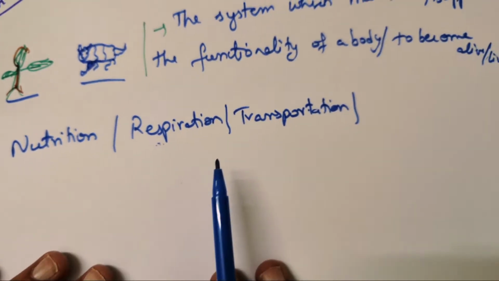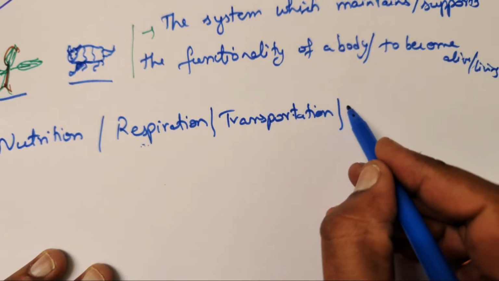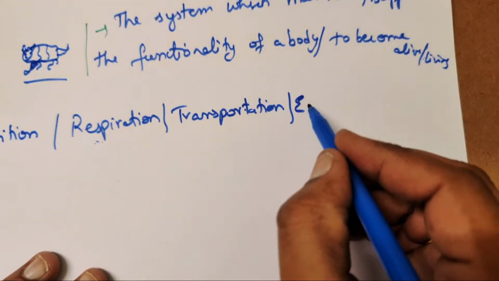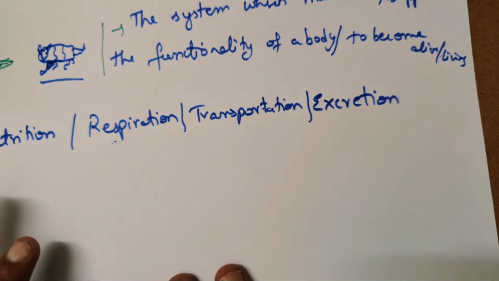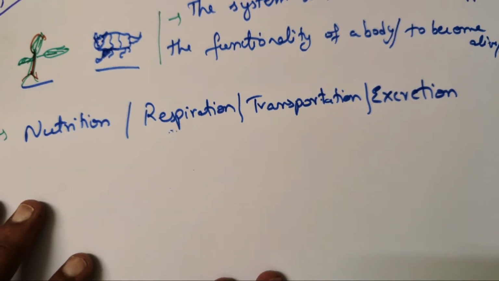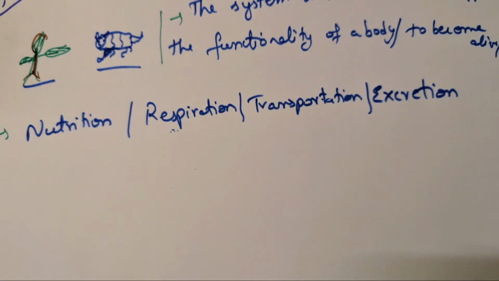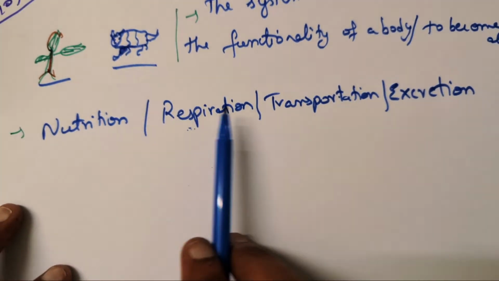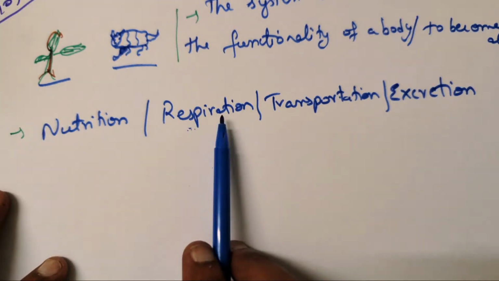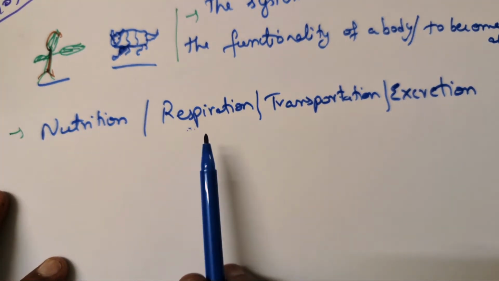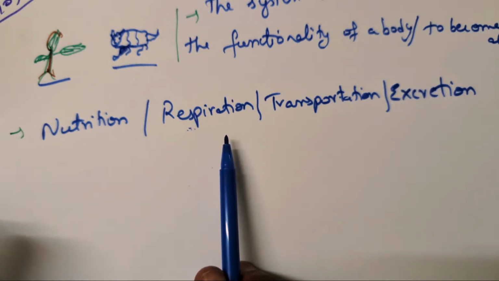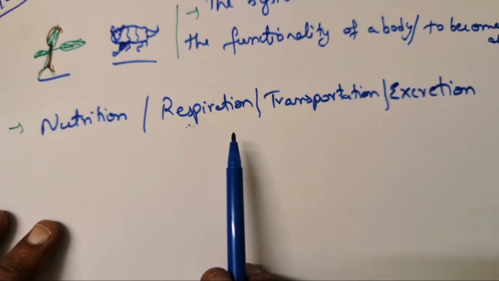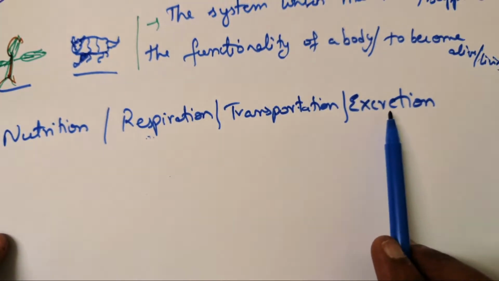And the third one is excretion. Excretion is the removal of wastage from the body, so that it will not get stored in the body. Whatever is happening in nutrition, transportation and respiration, there will be a lot of waste which should not be present in the body, not even in plants. So that has to be removed. That removal of wastes from the body is called excretion.